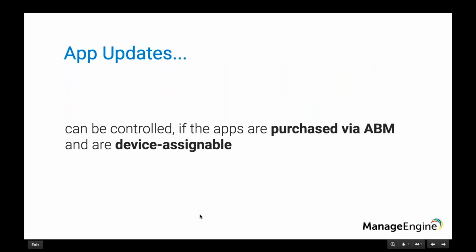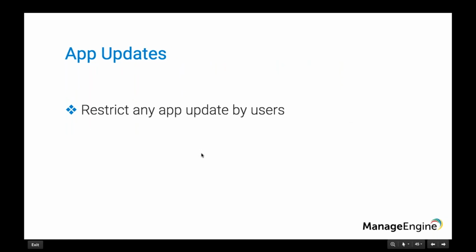So app updates can be controlled using MDM if the apps purchased are via ABM and are device assignable. So what is this device assignable option? The device assignable option ensures that the app license gets associated to the device and not the user. This ensures that the app license can be revoked from one device to the other pretty easily, ensuring that the organization has complete control over app licenses. This is especially useful in case of paid apps.